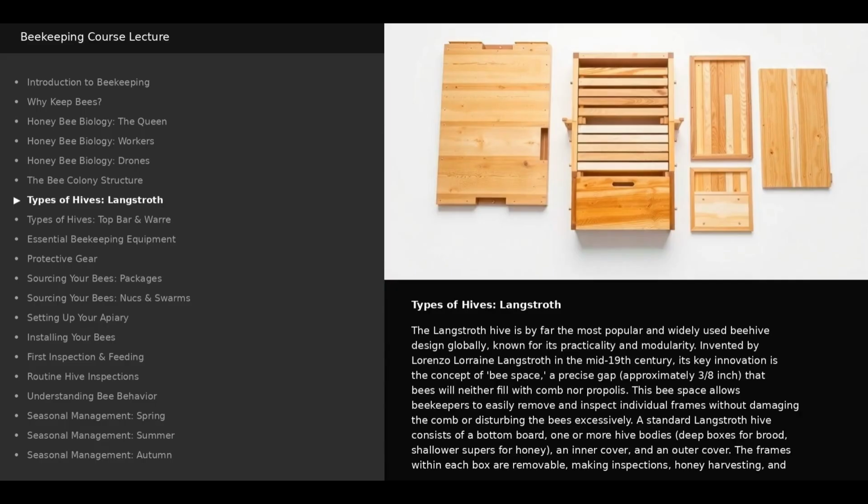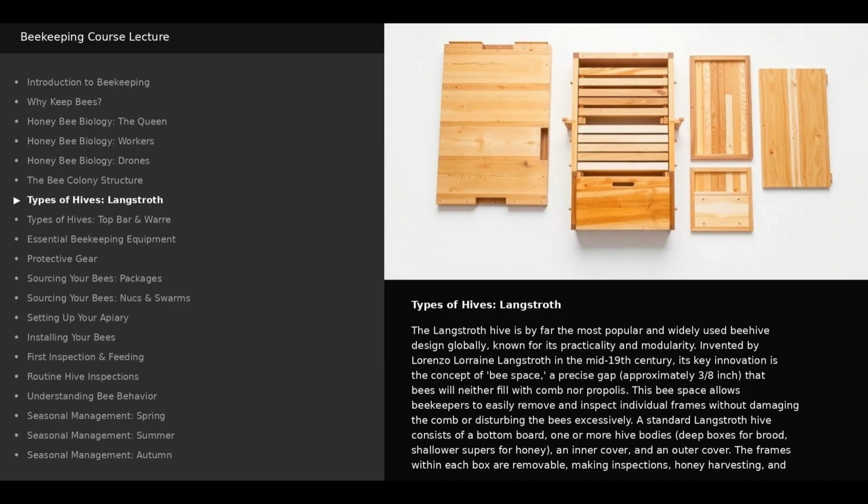Types of hives. Langstroth. The Langstroth hive is by far the most popular and widely used beehive design globally, known for its practicality and modularity. Invented by Lorenzo Langstroth in the mid-19th century, its key innovation is the concept of bee space, a precise gap, approximately 3/8 inch, that bees will neither fill with comb nor propolis.